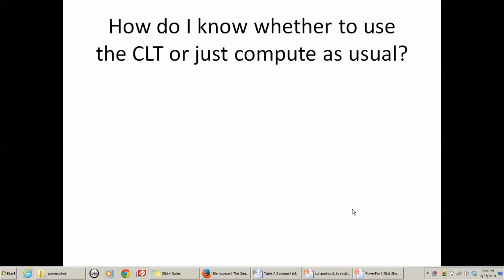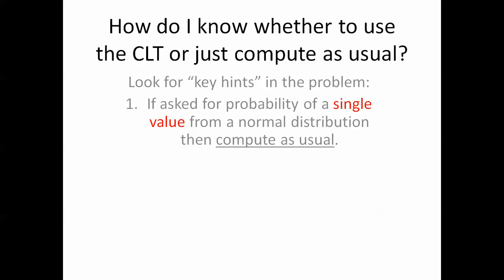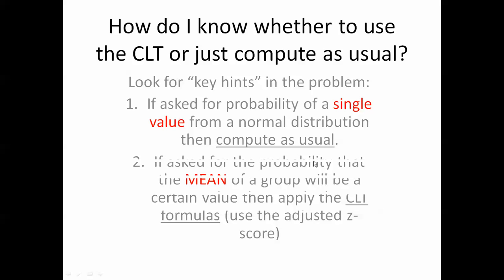How do we know whether to use the central limit theorem or just compute our probabilities as normal? Look for key hints in the problem to make the determination. When you're reading the problem, look to see if you're asked for the probability of a single value from a normal distribution. If you are, then just compute as usual. However, if you are asked for the probability that the mean of a group will be a certain value, then you'll be applying the central limit theorem and use the adjusted z-score.